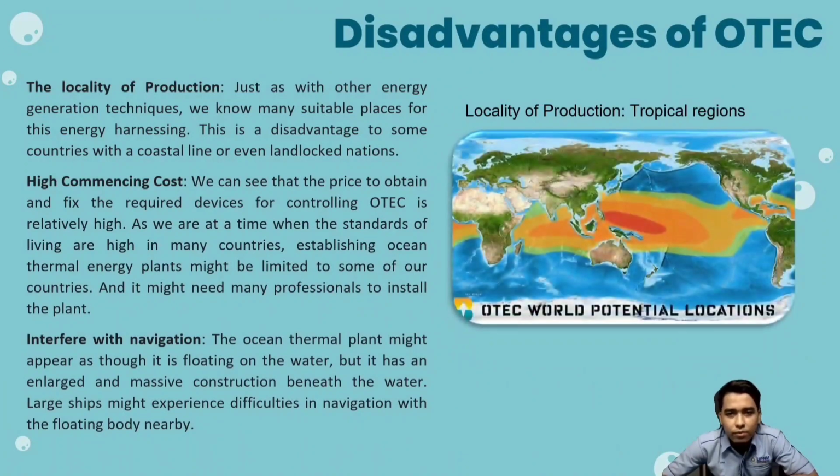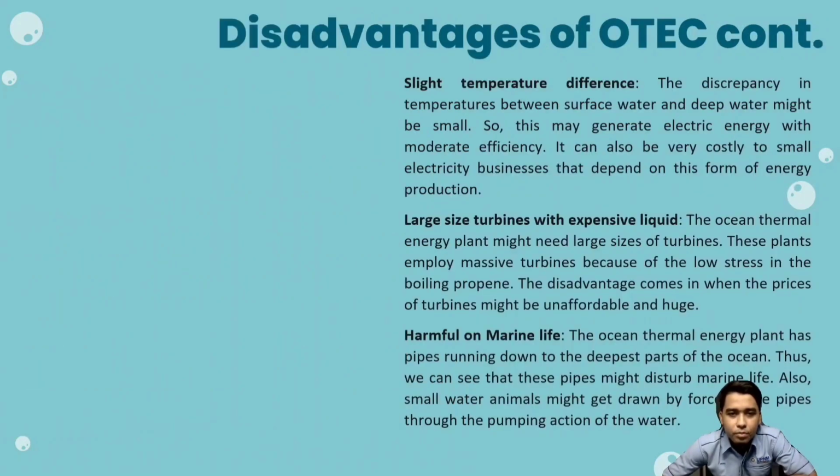Next up, disadvantages of OTEC. The first thing, the locality of production. Just as with other energy generation techniques, there are only a few suitable places for this energy harnessing. This is disadvantageous to some countries with a coastline, or even landlocked nations. The second one is a high commencing cost. The price to obtain and fix the required devices for controlling OTEC is relatively high. And the third one, it interferes with navigation.